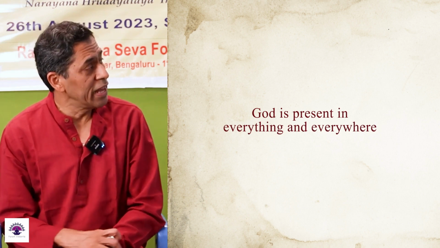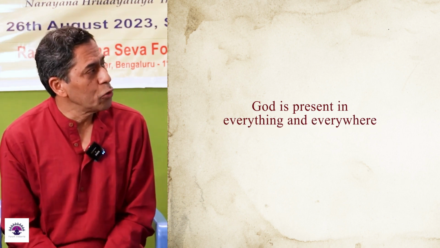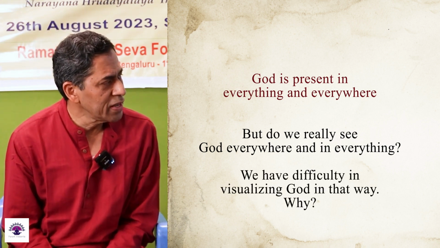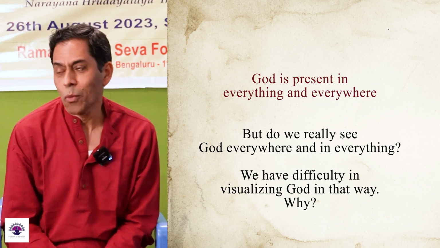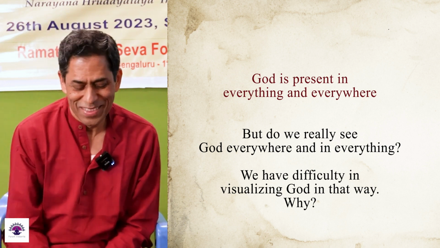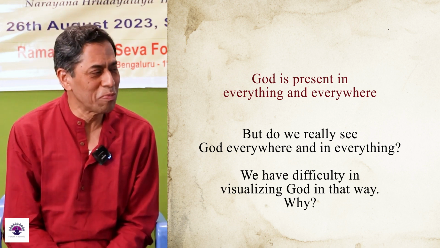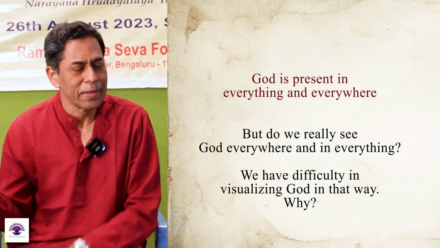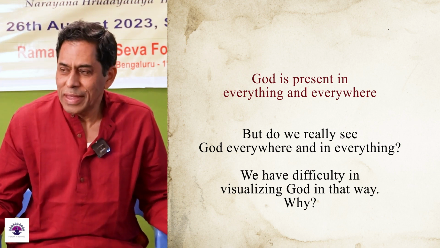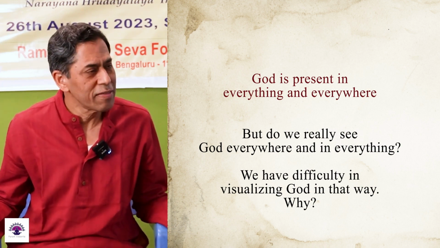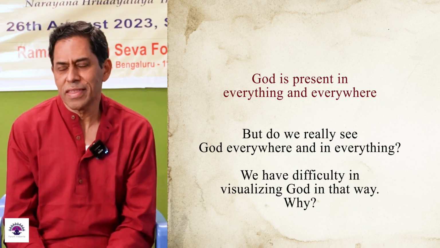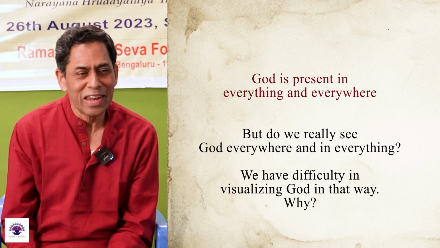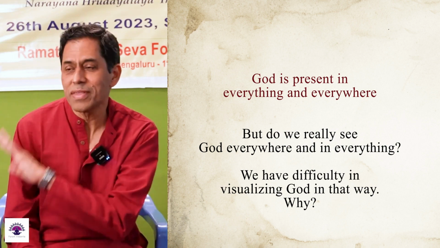God is present in everything and everywhere. But do we really see God everywhere and in everything? We have difficulty in visualizing God that way. Why? Who's the person who's creating a problem? If you understand Vedanta, this whole world is Isha Vasyam Idam Sarvam Yat Kinchit Jagatyam. The whole world is nothing but godliness. But we never see God anywhere. There must be some problem.